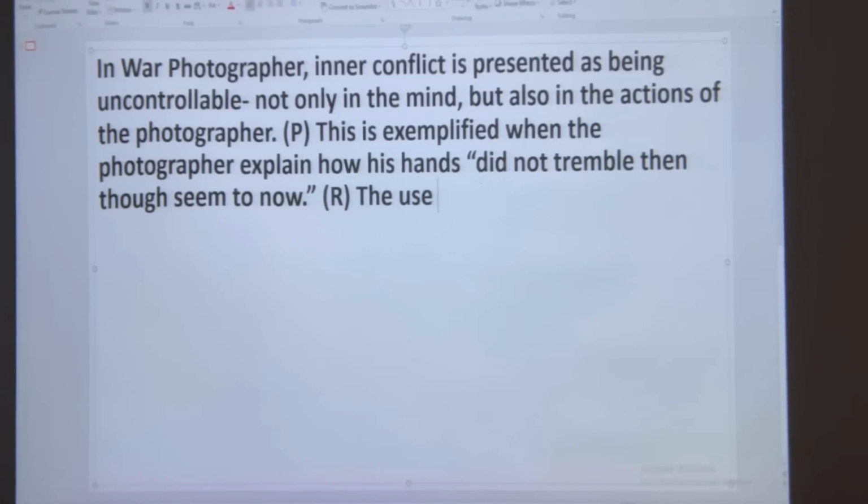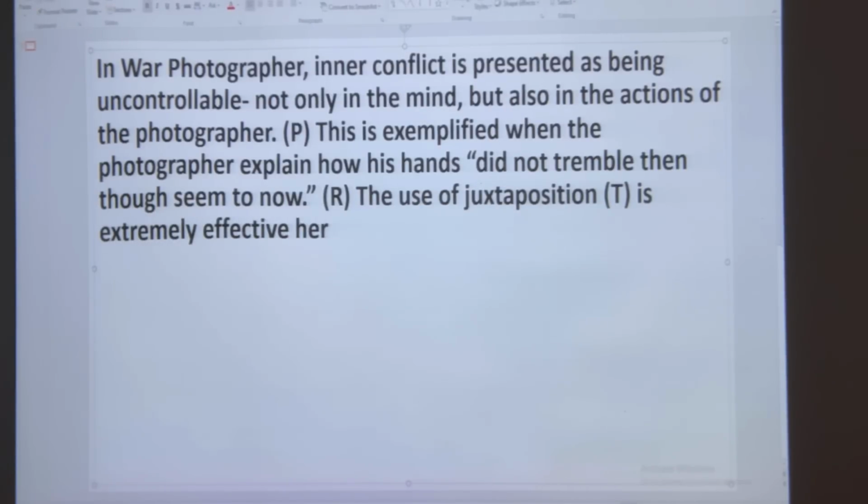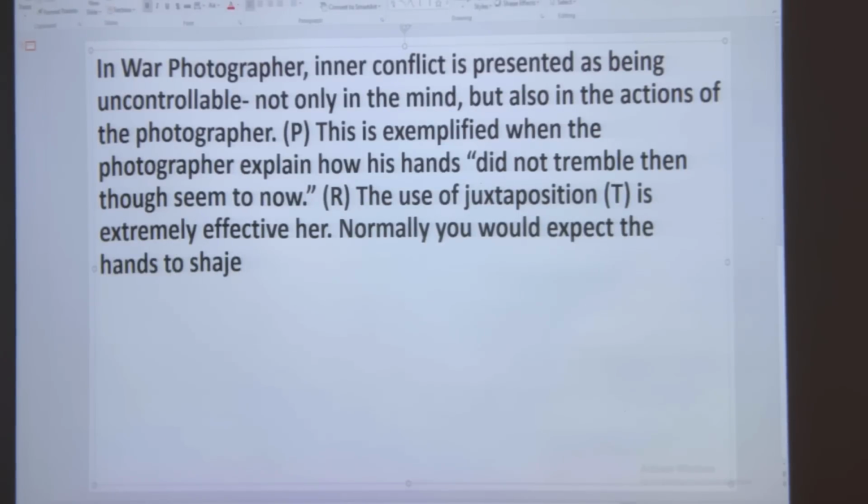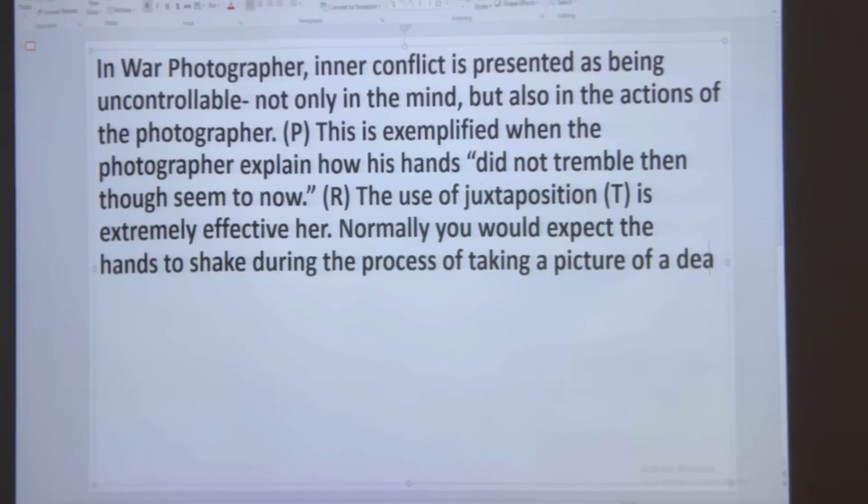The use of juxtaposition, there is our technique, is extremely effective here. Normally, you would expect the hand to shake during the process of taking a picture of a dead body, not after.